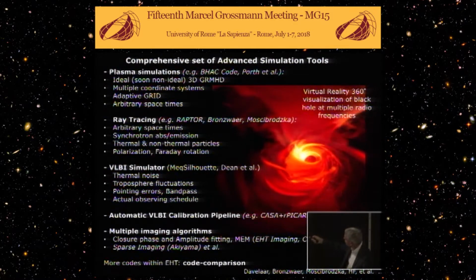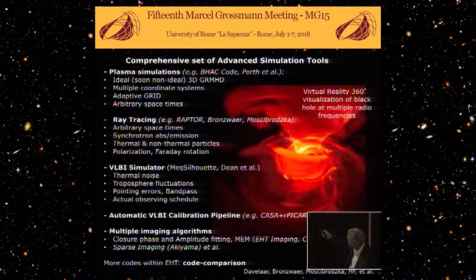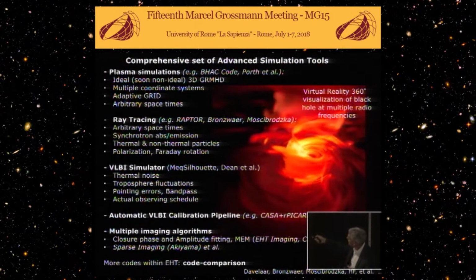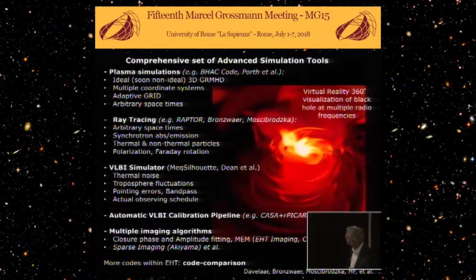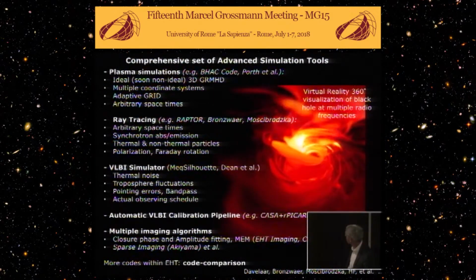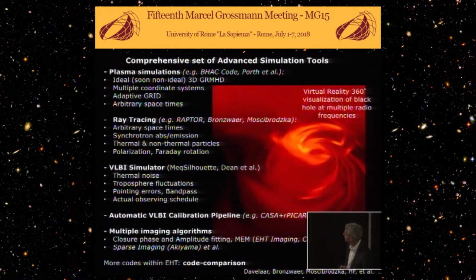Ray tracing codes, there are also multiple of those. The one that we developed is RAPTOR, by one of my students and Monika Mościbrodzka in our group. It also can do arbitrary spacetimes, synchrotron emission, absorption, polarization, Faraday rotation. So it really gives all the predictable parameters for radio observations.